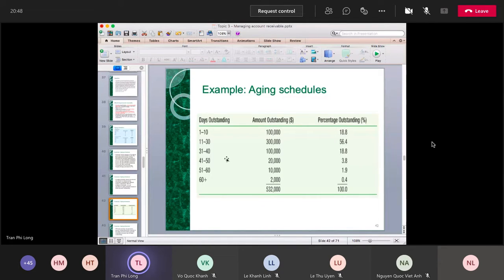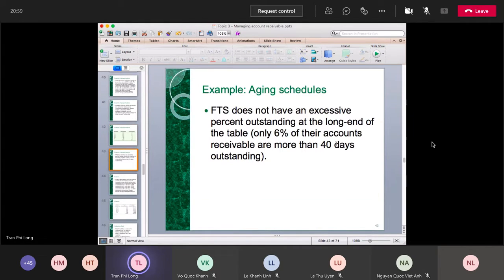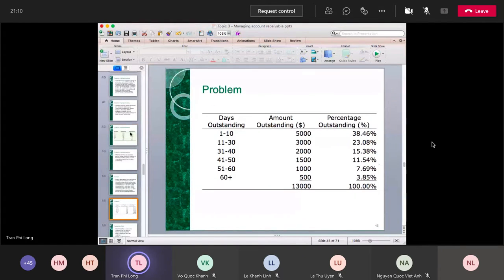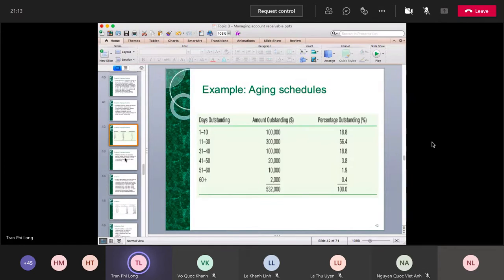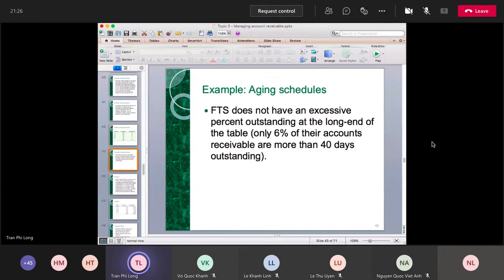Okay, so basically in the final exam, I just require you to calculate a table like this, and then you can have some comment. For this example, you can have some comment like this. For the account receivable that are more than 40 days, the total percentage outstanding is just only 6%. Okay, 3.8 plus 1.9 plus 0.4. It's just around 6%.